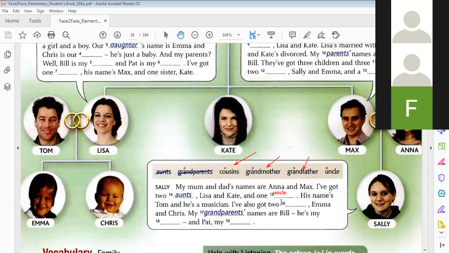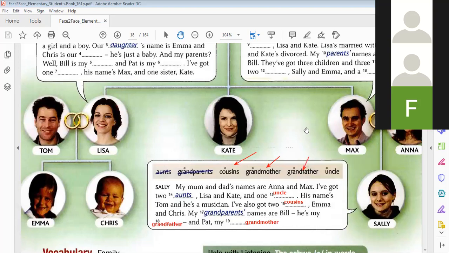Nice. All right. Let's write the answers. So she has two cousins. Let's write cousins, and Bill is her grandfather. And then we have Pat. Pat is her grandmother. Okay.